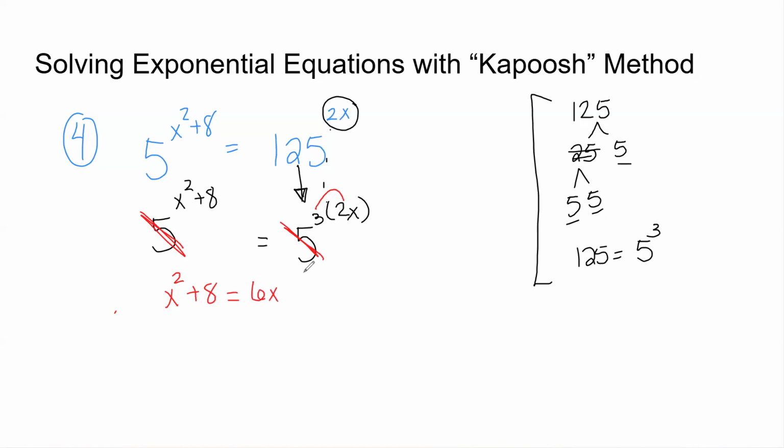Oof, this one's not just super easy solve and be done. That is a quadratic. We need to get this guy set to 0. So let's minus 6x, set to 0, minus 6x. So that's x squared minus 6x plus 8. Remember to put it in standard form, which is descending order of the exponents, right? And now let's factor.